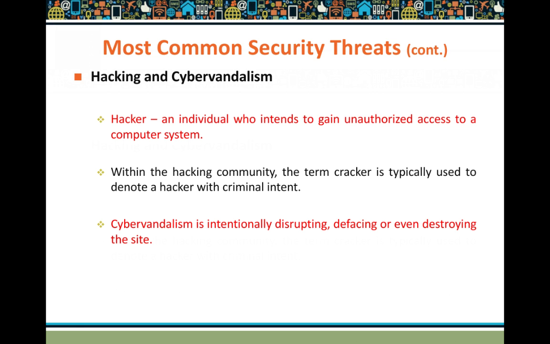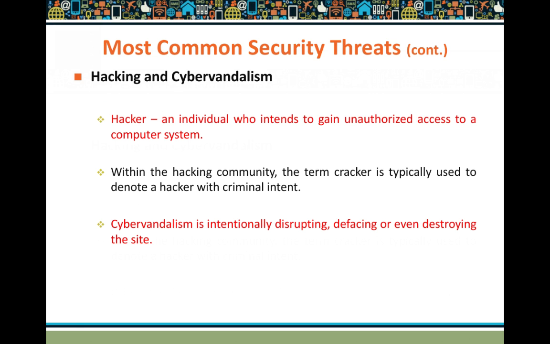Now, a hacker is any person who penetrates into your system. He doesn't have any authorization to enter into your system. He's a totally unauthorized person entering into your system. Okay, so that is a hacker.